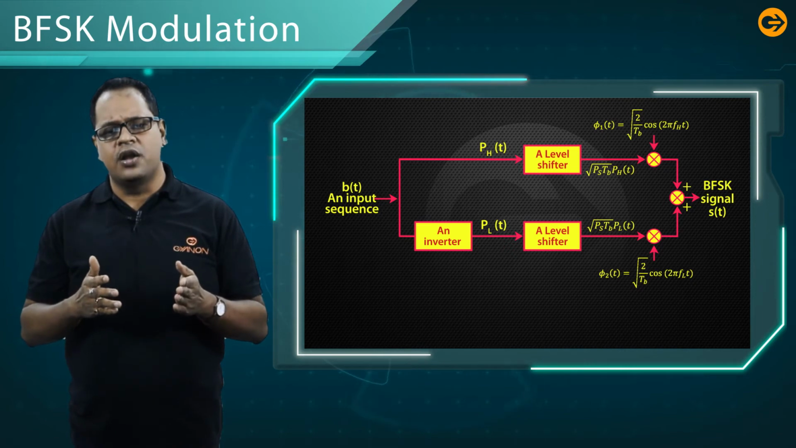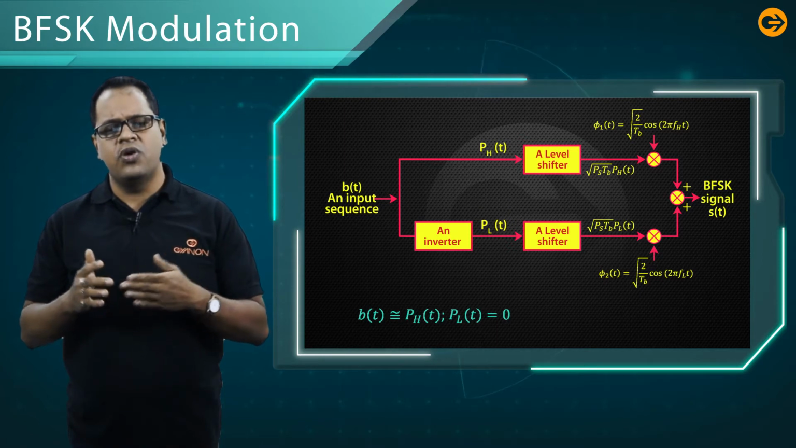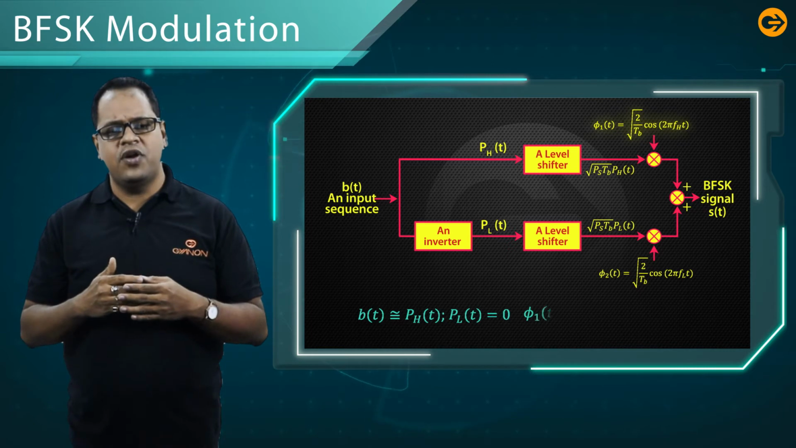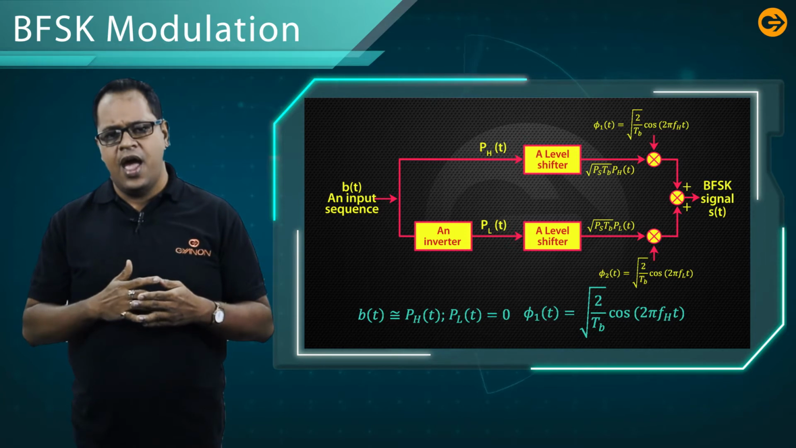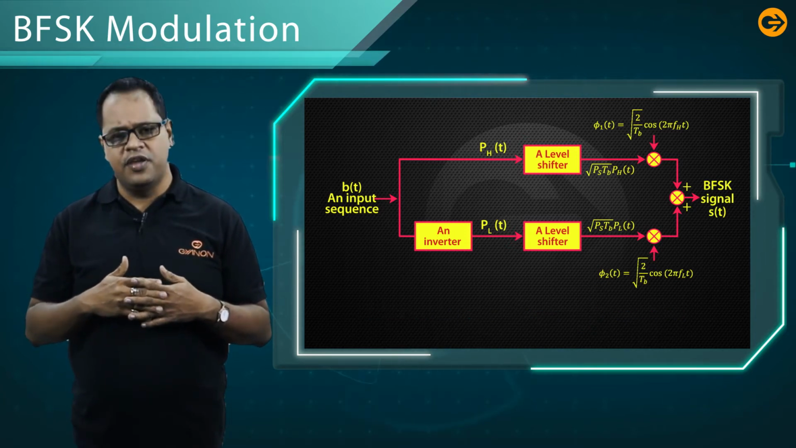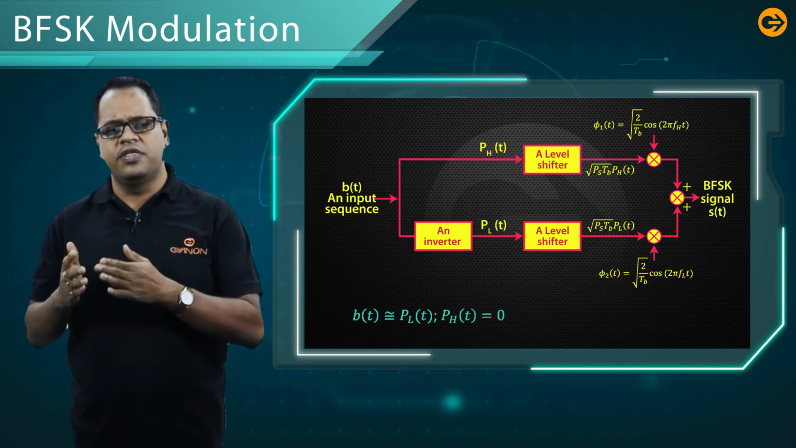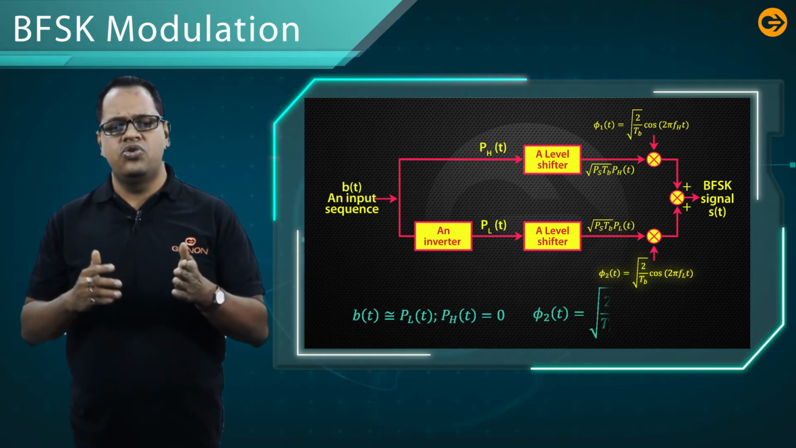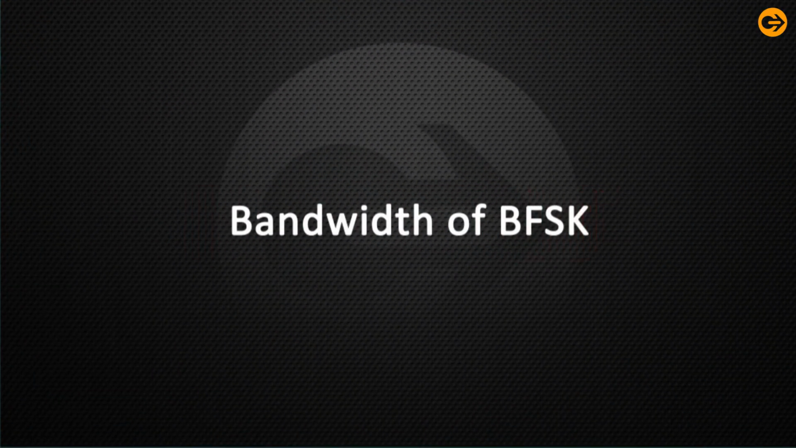Correspondingly, when the signal is 1, in this case p_H(t) is 1 and p_L(t) is 0. So, when the signal is 1, it is modulated by the carrier phi 1(t) is equal to root 2 by Tb cos 2 pi f_H t. And when the signal is 0, that is b(t) is 0, p_L(t) is 1 and p_H(t) is equal to 0. So, it is modulated by the carrier signal phi 2(t) is equal to root 2 by Tb cos 2 pi f_L t.